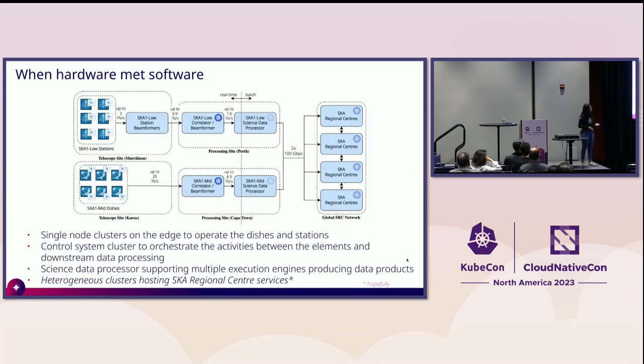What this might mean in reality, I've tried to use that data flow diagram again to highlight where we might see Kubernetes popping up. It may mean single node clusters to help us operate the dishes and stations out in the remote regions of South Africa and Australia, a control system cluster to help us orchestrate the activities between the elements and the downstream data processing, a science data processor that interfaces with this cluster, largely operates as an HPC facility, supporting multiple execution engines, and producing the observatory's data products, and hopefully heterogeneous clusters that host the SKA Regional Centre services as well, but that's still a work in progress.